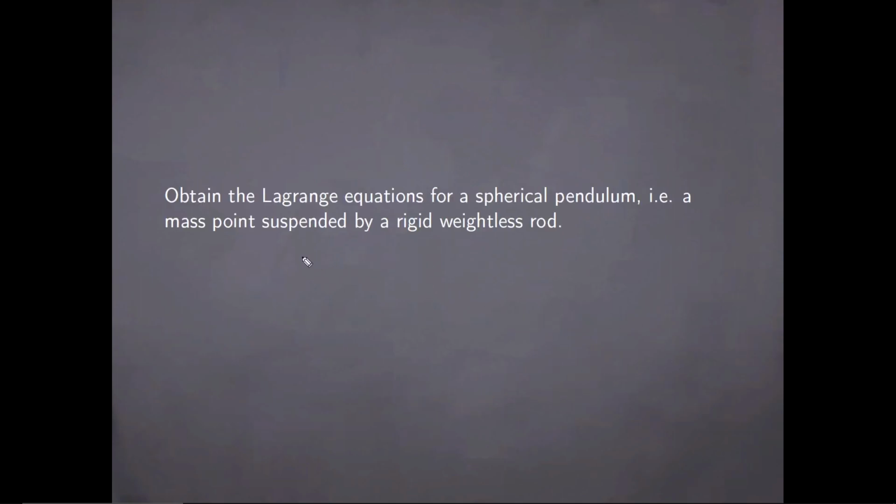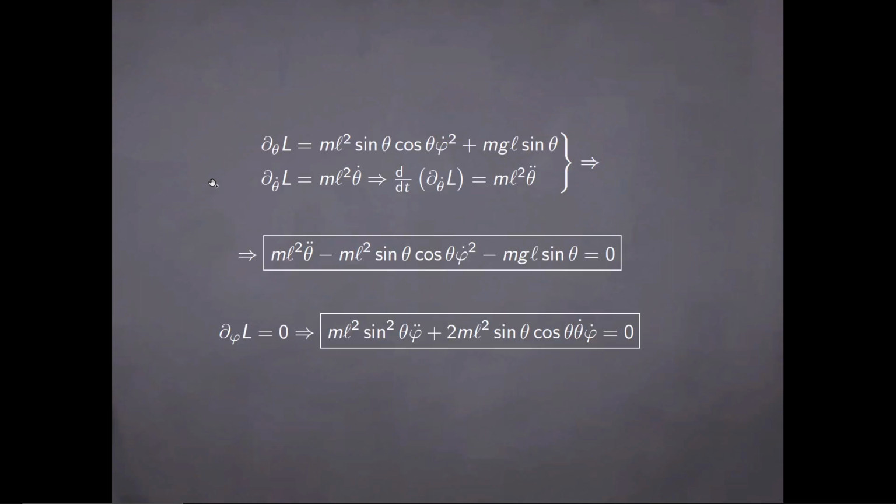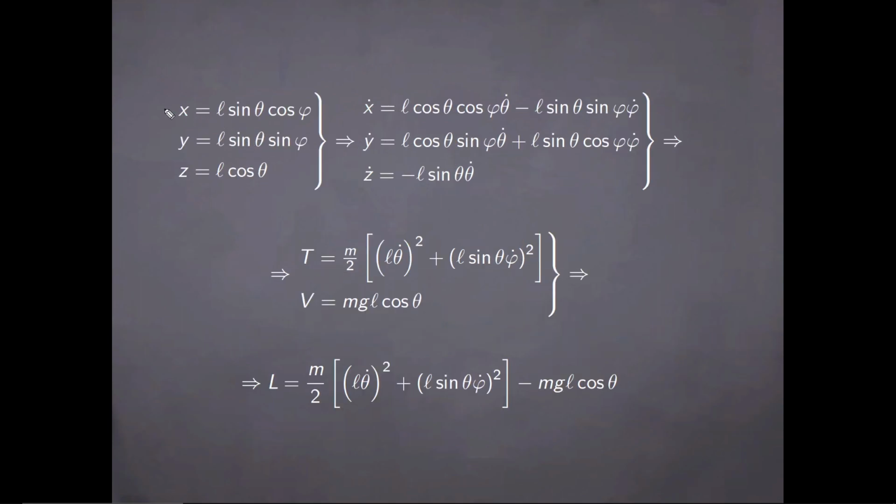And the final problem for today involves a spherical pendulum. The statement is the following: obtain the Lagrange equations for a spherical pendulum that is a mass point suspended by a rigid weightless rod. This should be very simple and straightforward. Okay, I missed a slide. So these are the coordinates written in spherical components for a fixed length L.